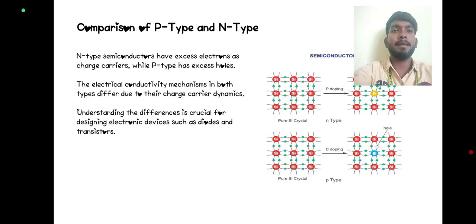Comparison of p-type and n-type. N-type semiconductors have excess electrons as charge carriers, while p-type has excess holes. The electrical conductivity mechanism in both types differs due to their charge carrier dynamics. Understanding the difference is crucial for designing electronic devices such as diodes and transistors.